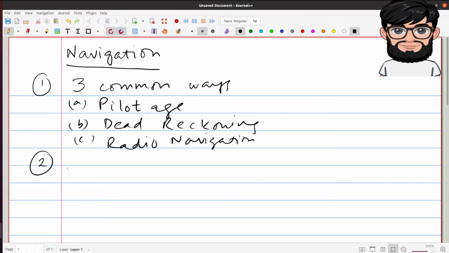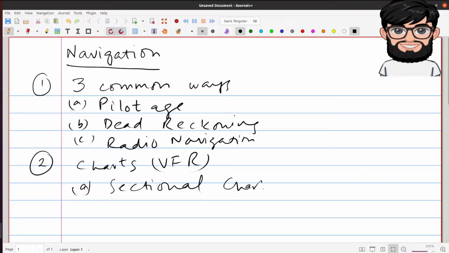Then what charts are available for VFR? The charts we use for VFR, right? The most famous one is the sectional chart. This is 6.86 nautical miles per inch. So 6.86 nautical miles per inch is the dimension of that, and it is designed for the visual navigation of normally slow to medium speed aircraft.